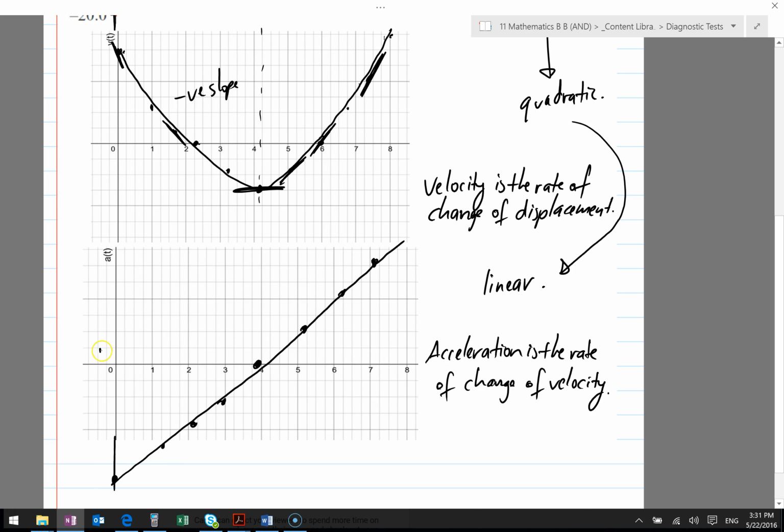Okay, so this is the slope of the VT graph. This is the slope of the ST graph.